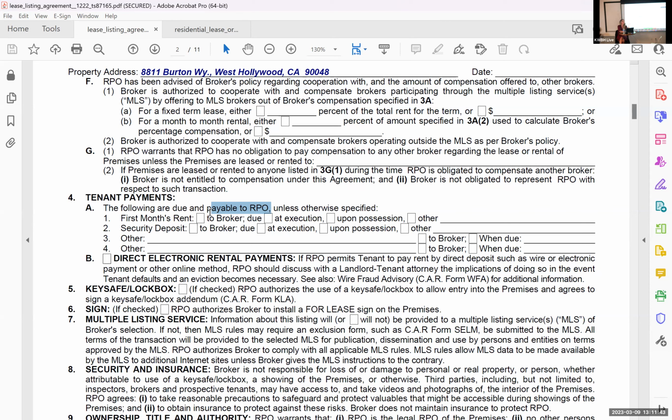Does that make sense? And we have something called a lease money disposition. It is a Keller Williams form. And I'll show you really quickly.